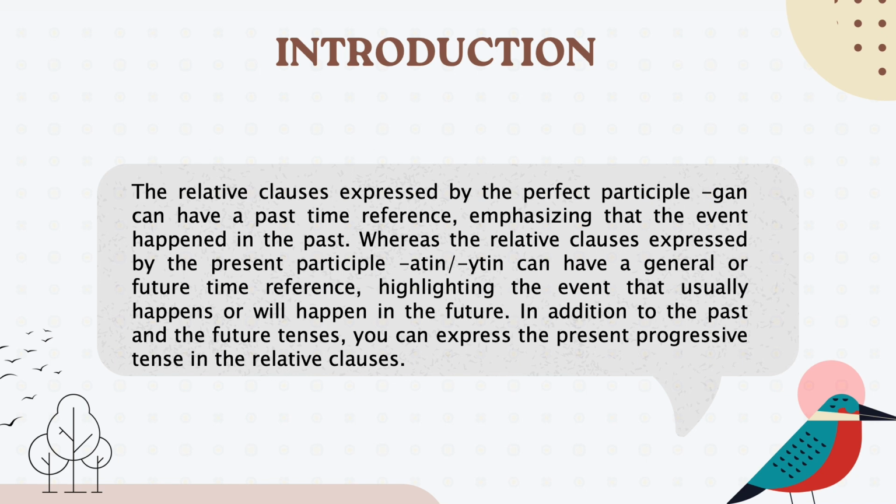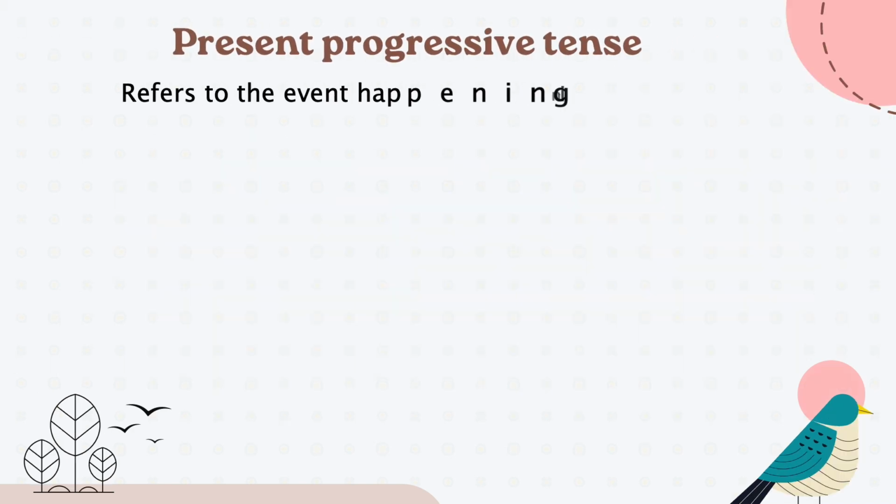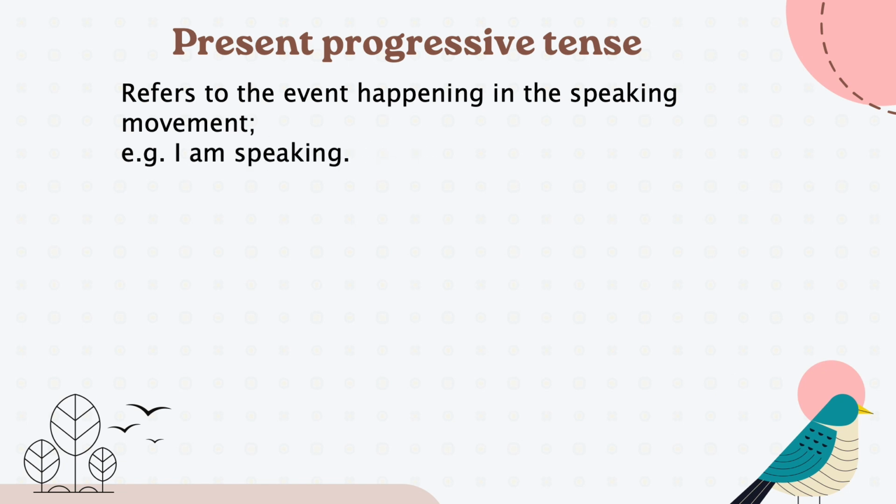future. In addition to the past and the future tenses, you can express the present progressive tense in the relative clauses. Present progressive tense refers to the events happening in the speaking moment. Example, I am speaking. I have made a video about progressive present tense in Kazakh. If you haven't watched the video yet, please check the description.